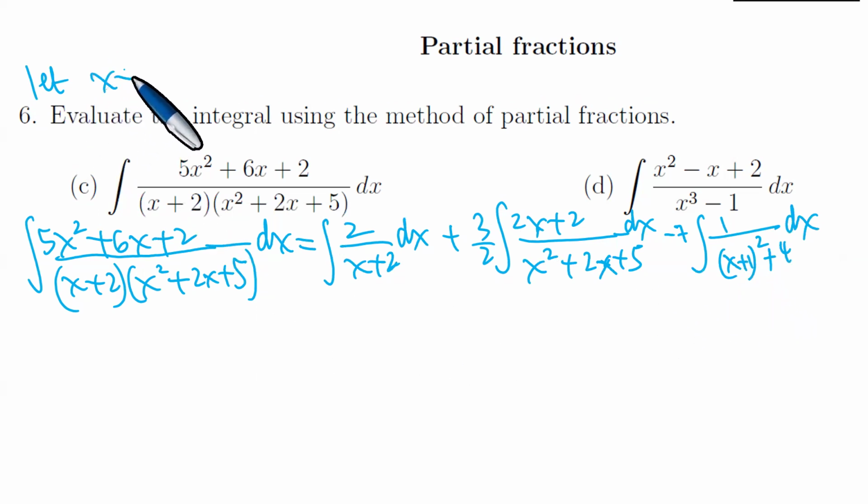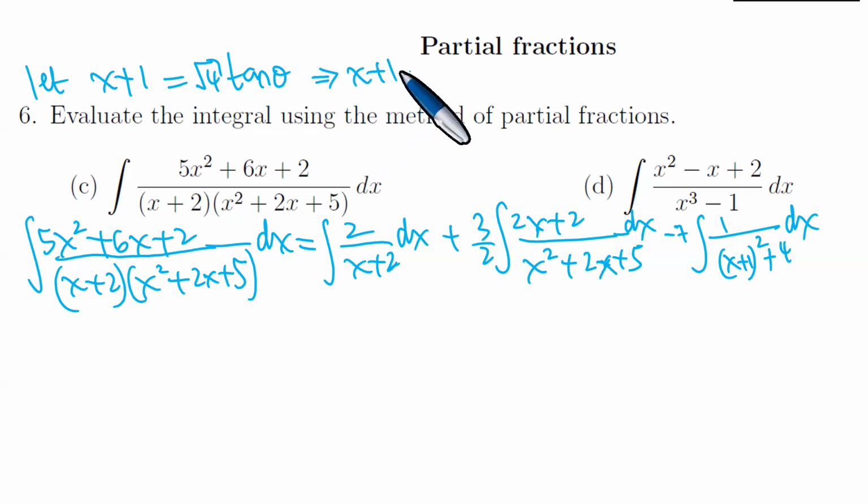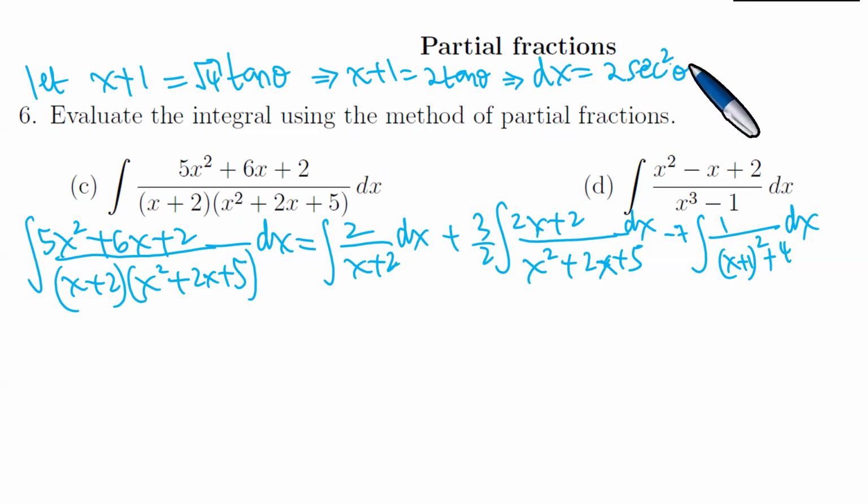You need to let x plus 1 be tan, but you must make this the square root of 4, so you put 2 tan theta. Therefore it's the same as saying x plus 1 is 2 tan theta, and dx is 2 secant squared theta d theta. Like that. Okay.